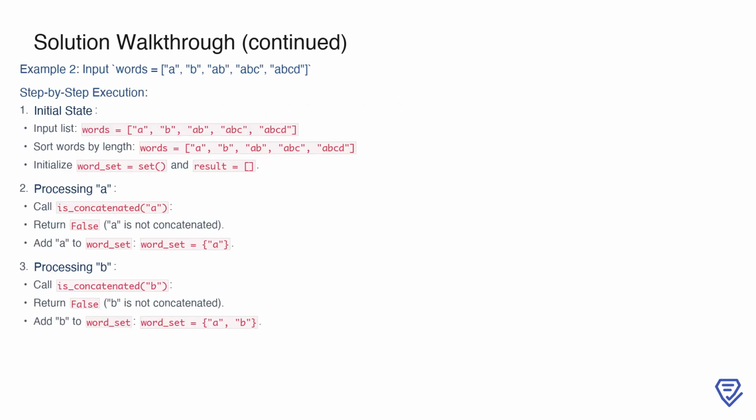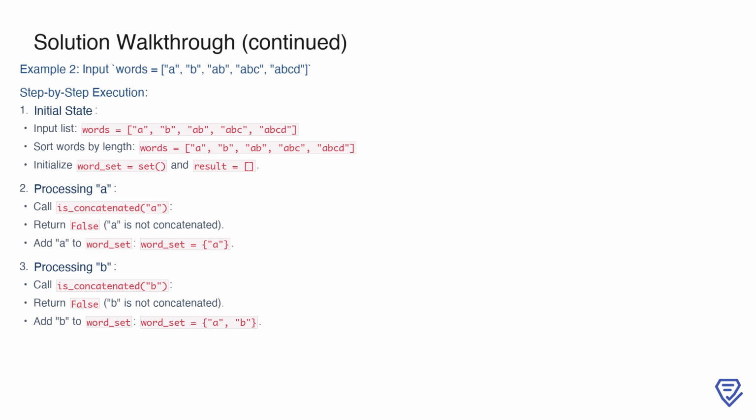In the second example, we start with the input list of words: a, b, abc, abcd. After sorting by length, the list remains the same: a, b, abc, abcd. We initialize an empty word_set and an empty result list. Starting with the word a, we call is_concatenated.